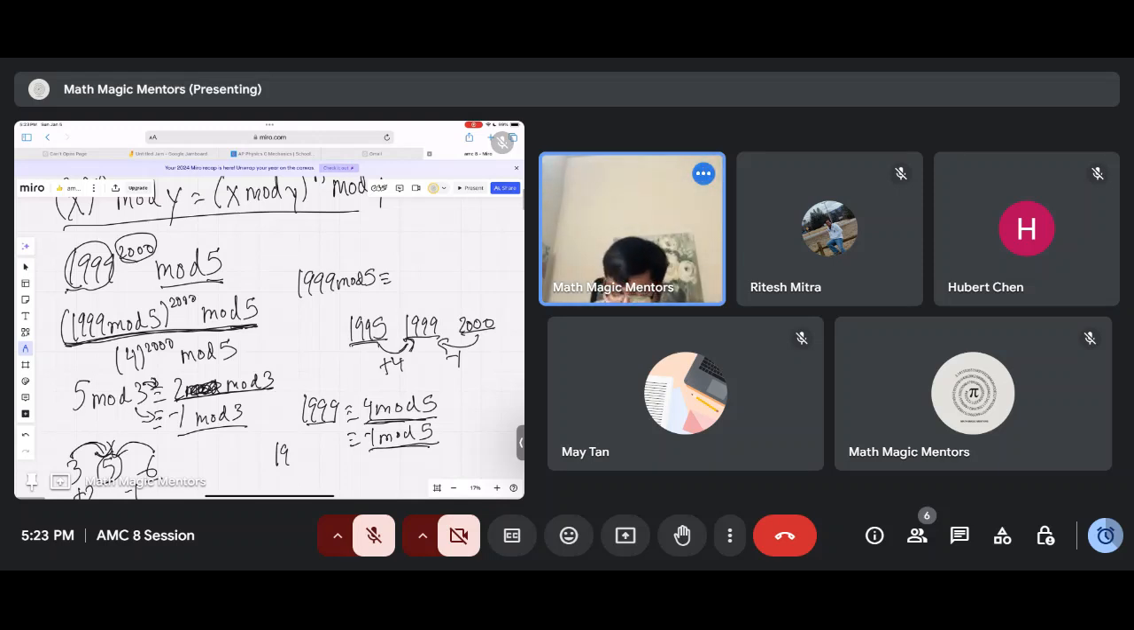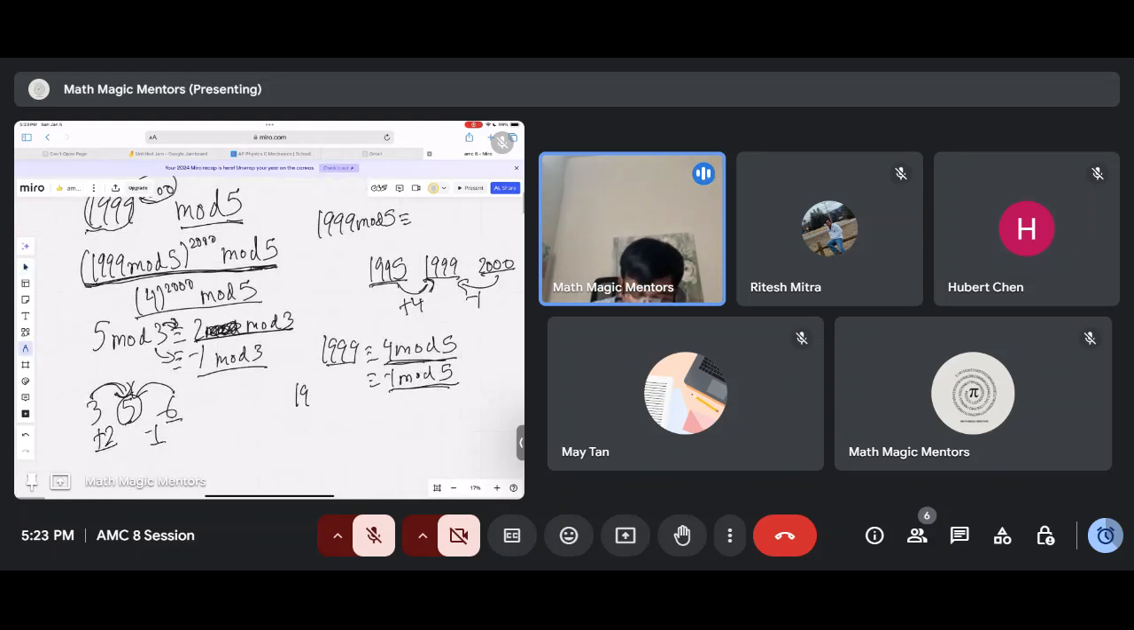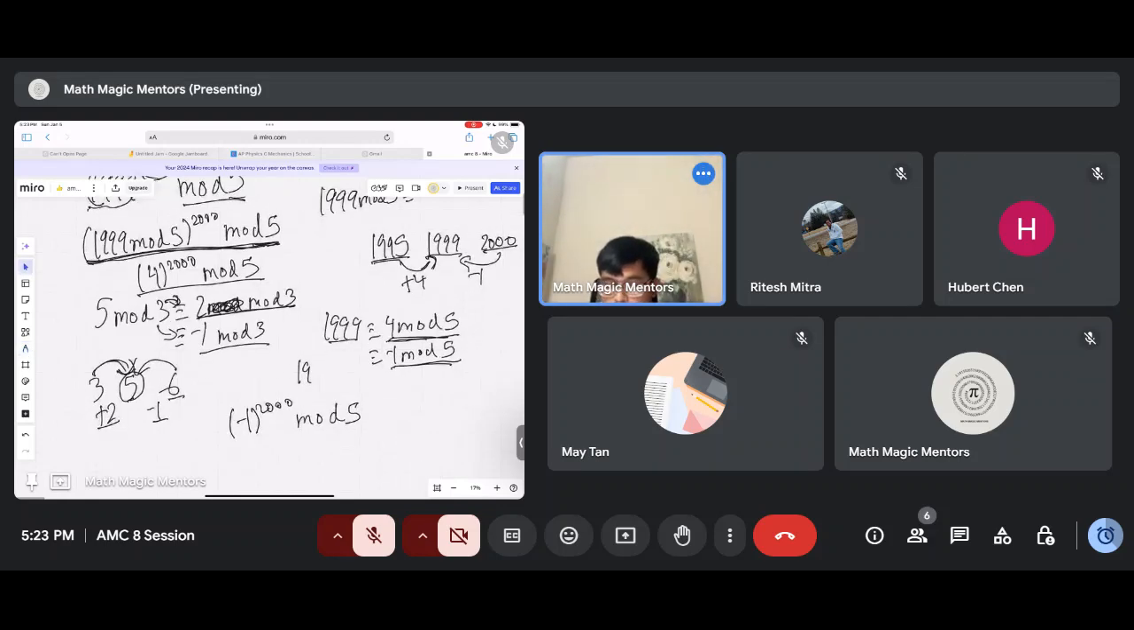So now we see that this is equal to 4 to the 2000 mod 5, or it could be equal to negative 1 to the 2000 mod 5. And look at how much easier that is, because negative 1 to any number is either going to be negative 1 or positive 1. But 2000 is an even number. So what do we know about negative 1 to an even number? It's always going to be positive 1.